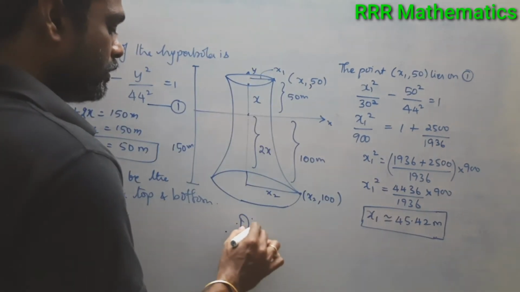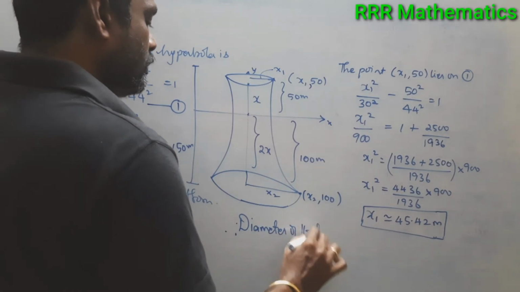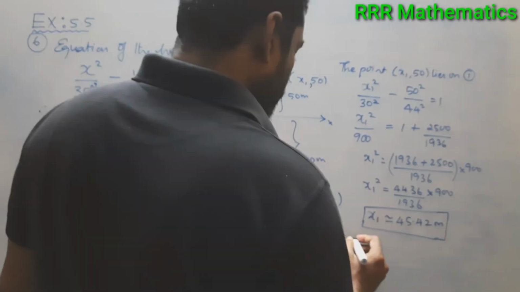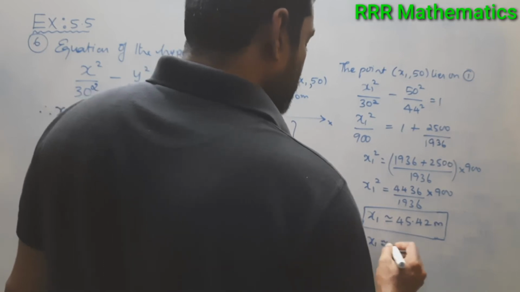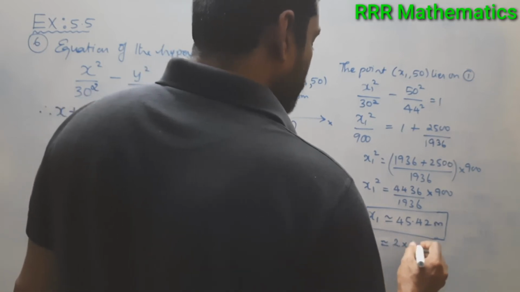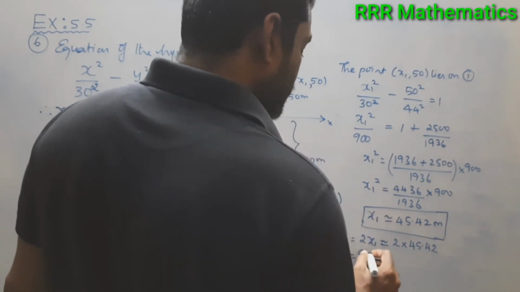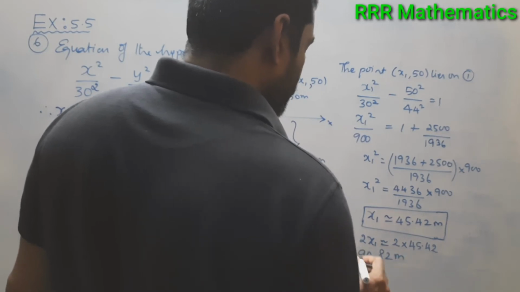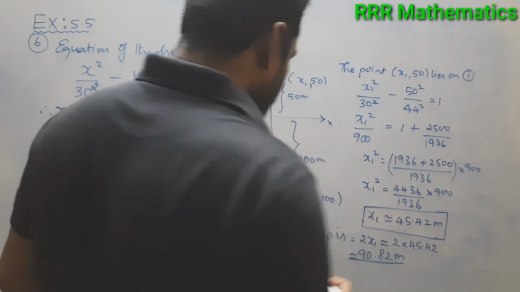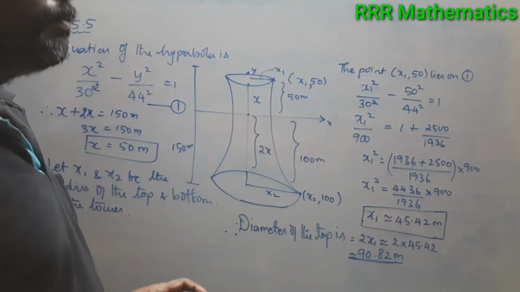Therefore, the diameter of the top will be 2 times x1, which is approximately 2 times 45.42, which gives the length as 90.82 meter. So in this case, the diameter of the top is 90.82 meter.